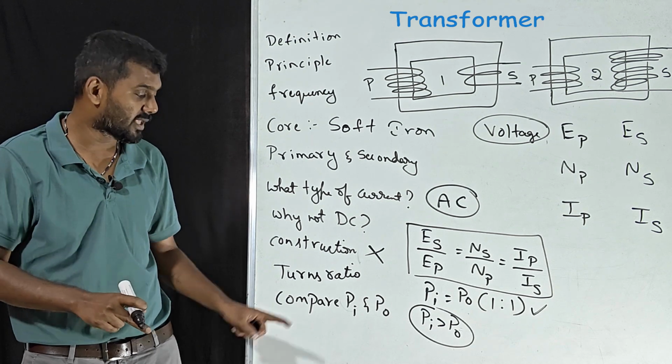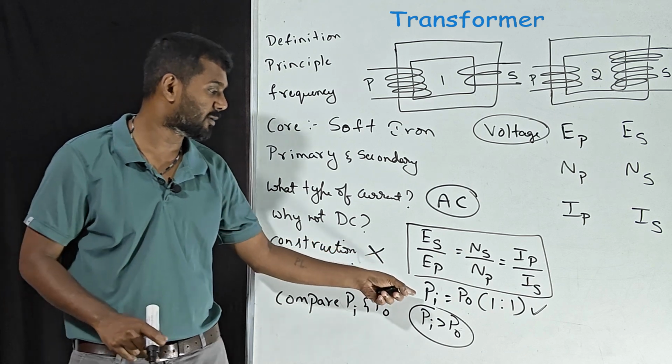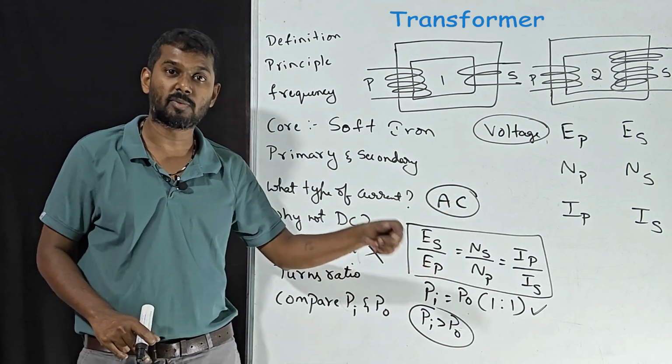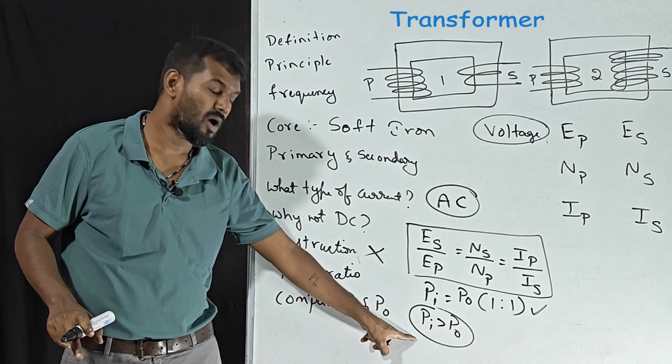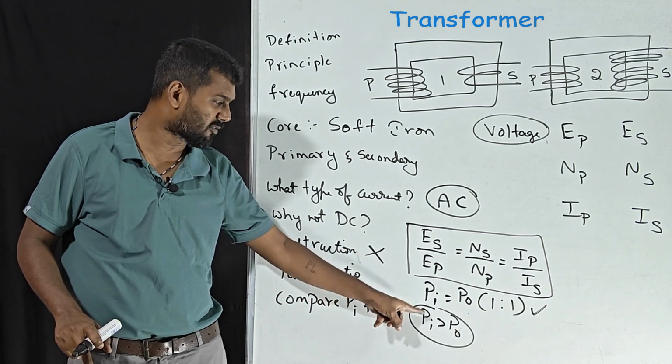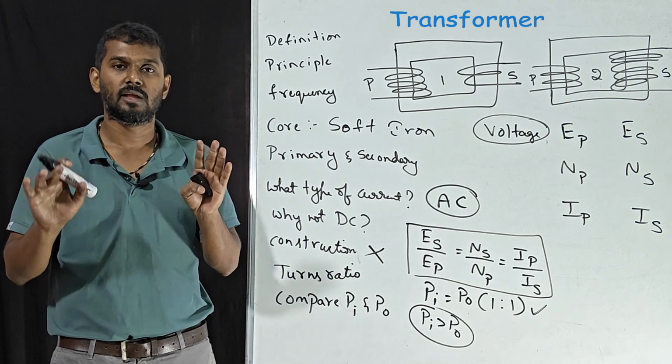That is the assumption. They'll ask that question also: what is the assumption made by you? That is nothing but power input is equal to power output. That is comparison. The assumption is no loss of energy. When it comes to actual or practical transformers, power input is greater than the power output because there is a loss of energy. That's it.